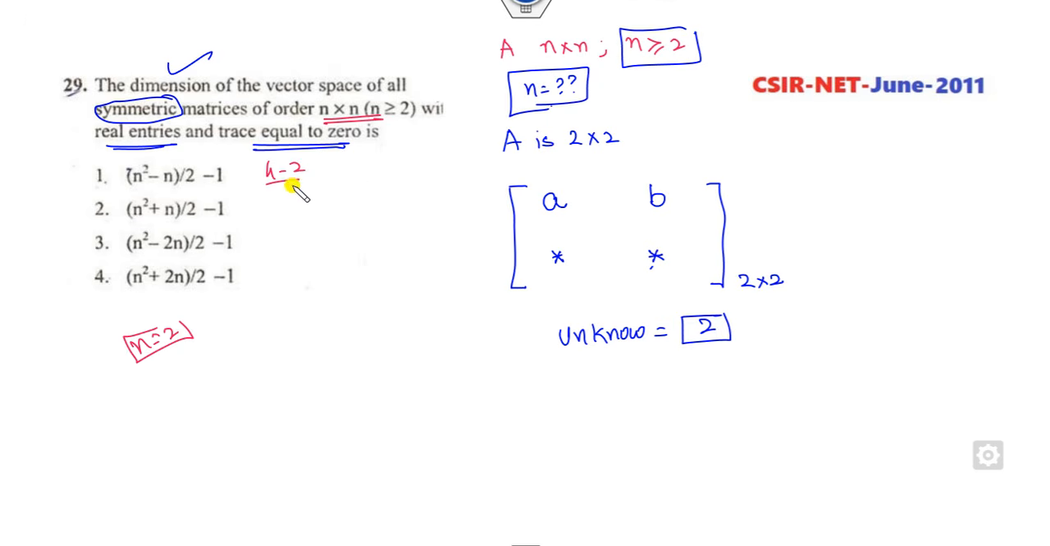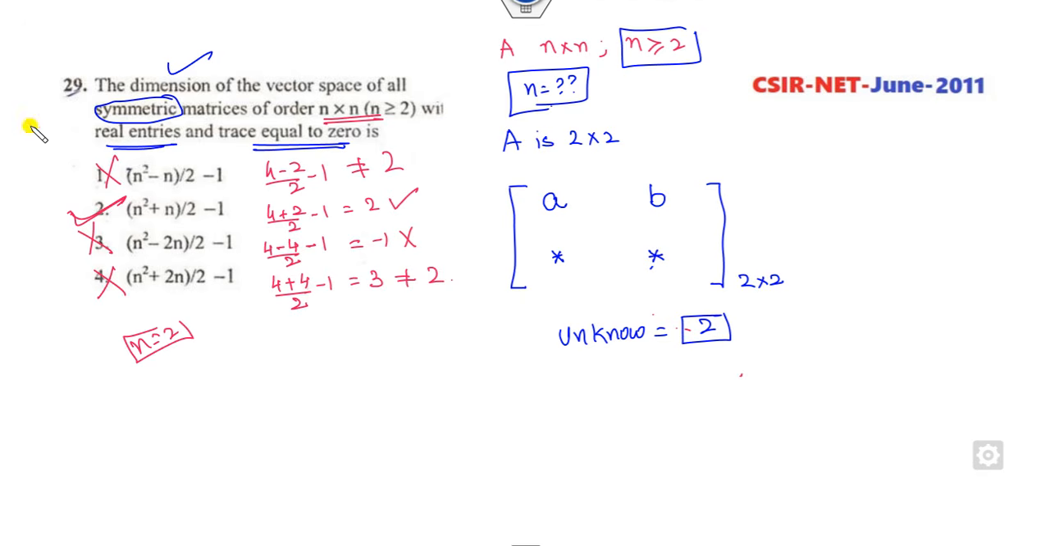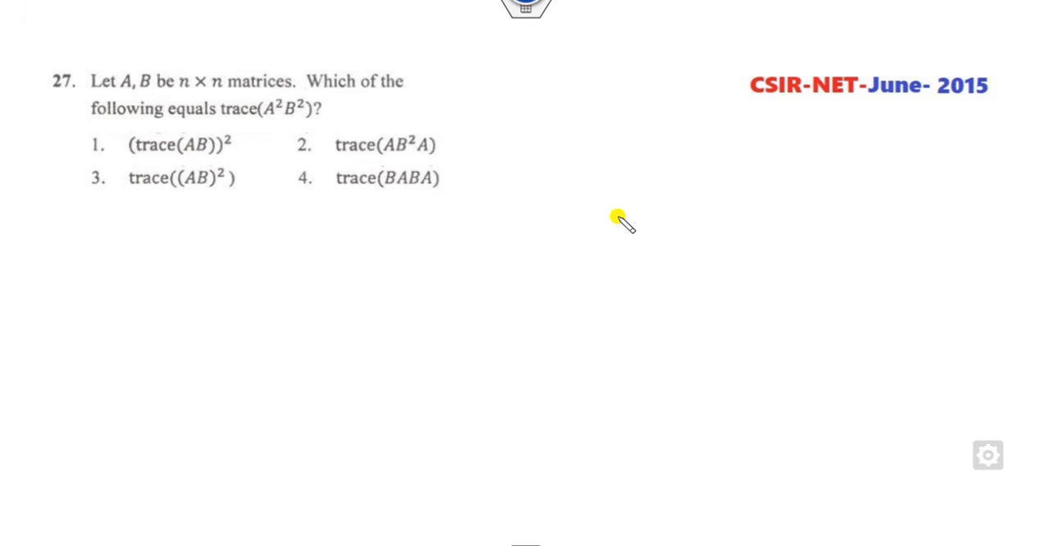So it is (4 minus 2) over 2, which is not equal to 2, so this option is cancelled. (4 plus 2) over 2 minus 1 is 2. So there's the correct answer. (4 minus 4) over 2 minus 1 is minus 1, which is not equal to 2. Cancel out. (4 plus 4) divided by 2 is 3, which is not equal to 2. So the right answer is only B. Simply you can choose any of the pair. You can choose 3 cross 3 as well, but the simplest way is 2 cross 2.